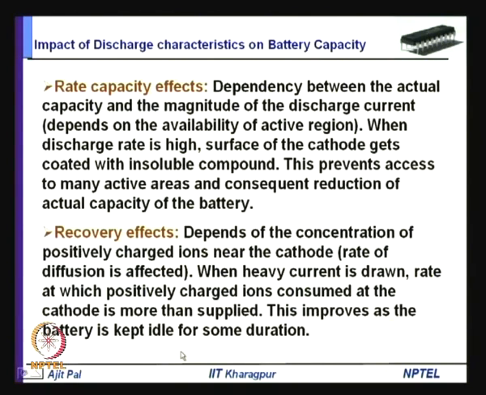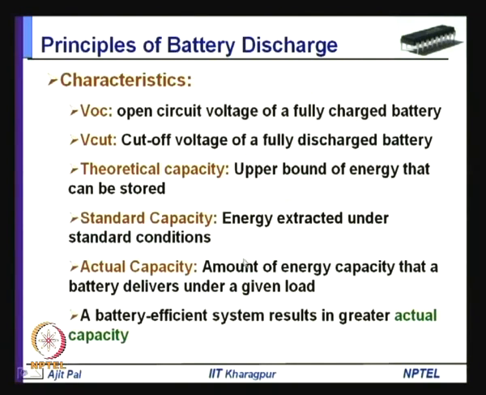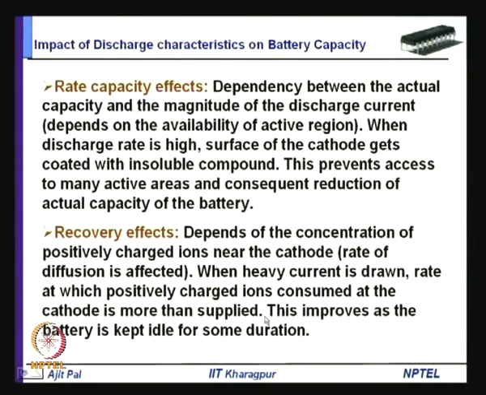Now, as I was mentioning, the charge discharge characteristics are also very important, and this actually happens because of two effects. One is known as the rate capacity effect. What is the rate capacity effect? The rate capacity effect is the dependency of the actual capacity on the magnitude of the discharge current, that is, on the rate at which the current is drawn.